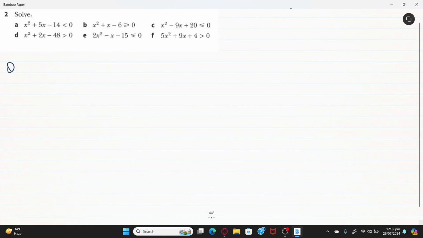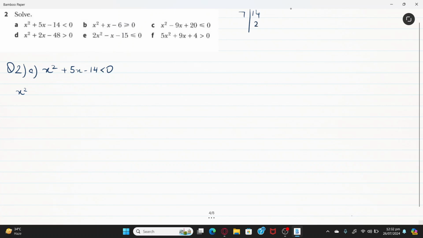So for question 2, we have the question x squared plus 5x minus 14 is lesser than 0, and they have told us to solve this up. So this is really easy. We have been doing quadratic equations from the starting. So x squared, and we are going to take the common of 14.